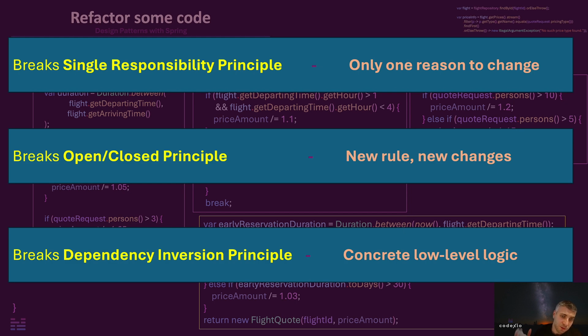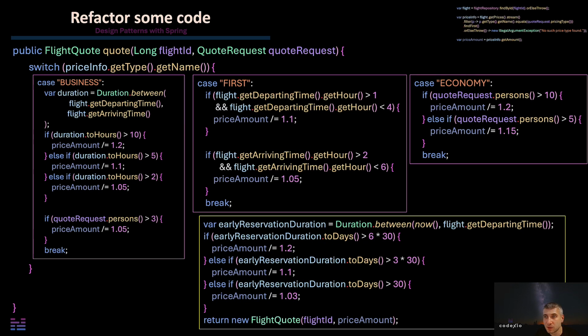And this concrete low-level logic should be encapsulated into other more low-level objects, and they should be used there instead of direct logic being here in place. So all of these three problems we are going to fight now. But especially the middle one, the open close principle. If we actually solve the problem with the open close principle, we are going to solve the other problems by itself.